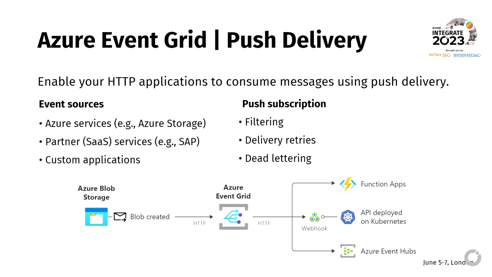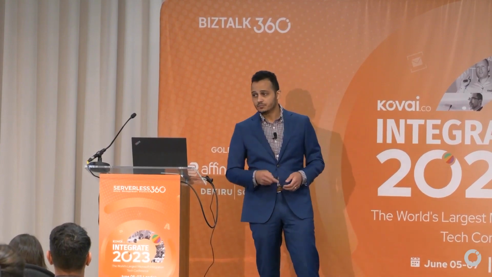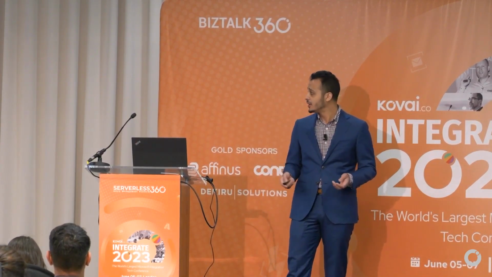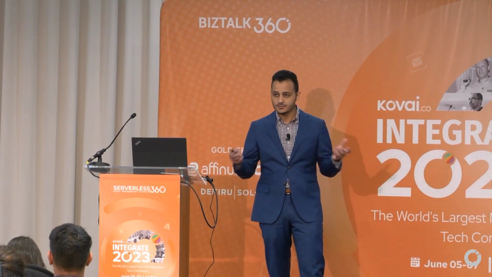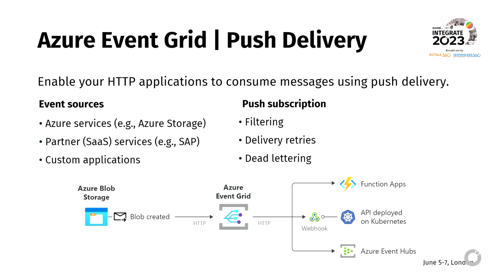For the event sources that are supported today, you can trigger these events from over 20 Azure services. A service, for example, like Azure Storage, sending an event like blob created, or Azure Key Vault, for example, sending an event that, hey, your cert is about to expire. And then you can push that message to your subscribers that will be able to react on this data. You can also trigger these events from partner services like SAP or from your own custom application.